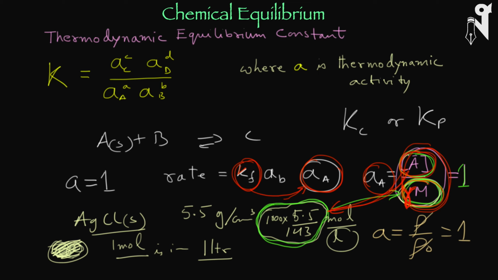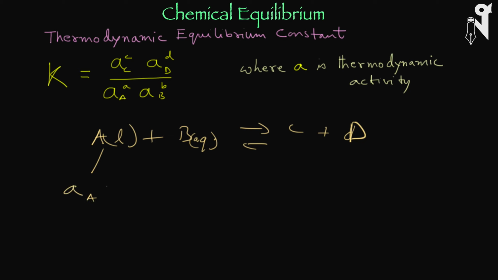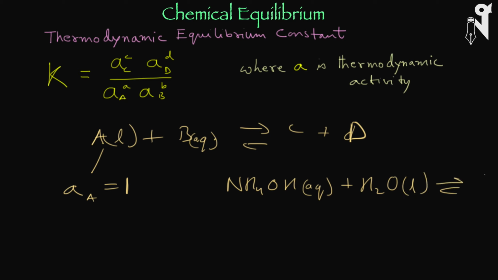So I guess you would have understood that even if it is a liquid, say A was a liquid reacting with B, aqueous, giving something, something. Again, the activity of the liquid is going to be taken as 1. Same reason: the density of the liquid is not going to change. A very common example would be something in water, say NH4OH, aqueous. Aqueous means it is in water, which is a liquid, having a certain equilibrium with something, something. Okay, so I'm not writing further.